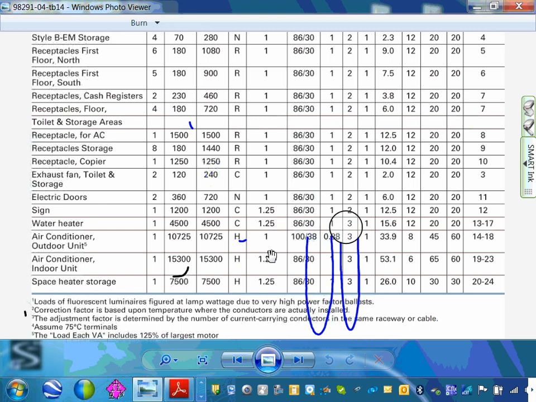Identical. And what does R stand for? Gentlemen, what does R stand for in the loader? R for receptacle. Are receptacles continuous load? Look at the number. No. Receptacles are non-continuous load. Are lights continuous load? Yes. Okay. H is hermetic refrigeration, which is basically a chiller or an AC. All right, so everybody knows what the identifier is.